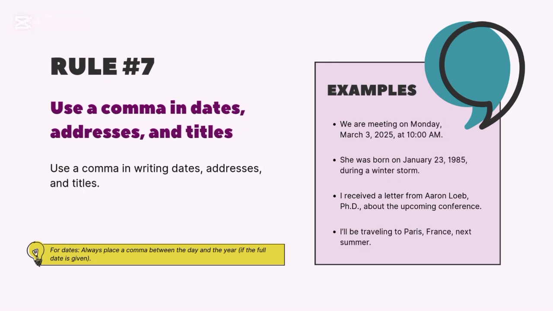Rule 7. Use a comma in dates, addresses and titles. Use a comma in writing dates, addresses and titles. Its examples are also shown.